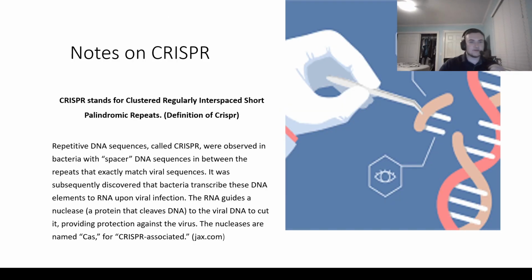So CRISPR stands for Clustered Regularly Interspaced Short Palindromic Repeats. Basically what that's saying is it's a cluster of genes that you see in a certain order in space that repeats one on another. So there are DNA sequences between repeats that exactly match viral sequences. It was subsequently discovered that bacteria transcribe these DNA elements to RNA upon viral infection. So with this, we are able to then swap out and precisely change certain points of genes on a person.